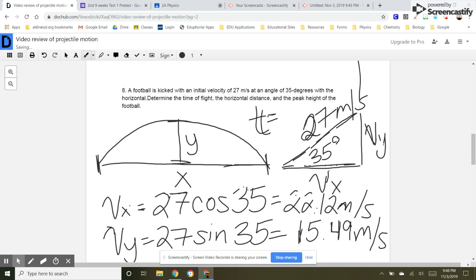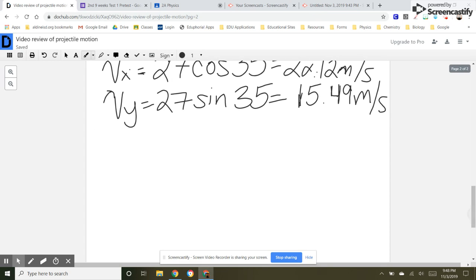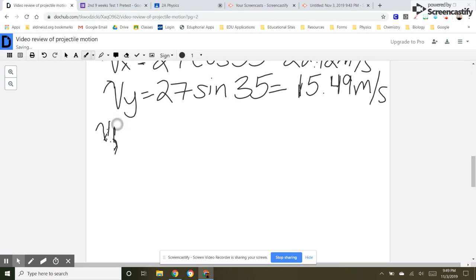Okay, so now let's get into our calculations. Remember, for the max height, we use the idea that the velocity in the y component at the very top of the path is 0. So we use the familiar formula for max height, Vf squared minus Vi squared all over 2g. It's going to be delta y.